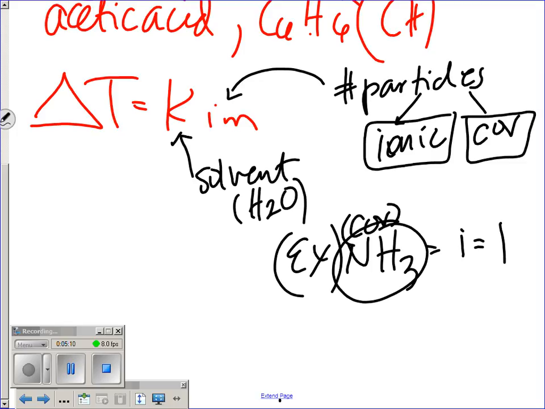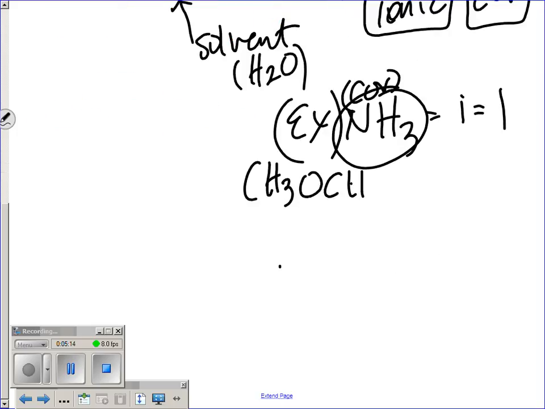CH3, CH2, OCH2, CH3. Okay, identify. Is that ionic or covalent? Everybody, why is it covalent? All non-metals: carbon, hydrogen, oxygen. Okay, all nonmetals it is. I don't see a metal in sight, nor do I see any polyatomic ions, right? So this is covalent. So the i is 1 again.